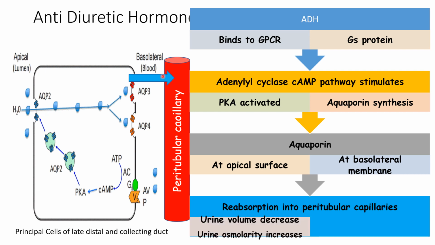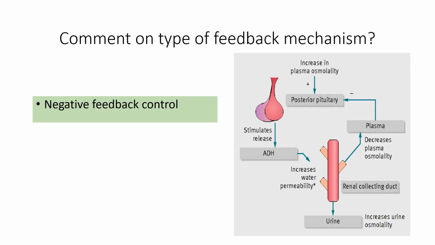So urine volume will start to decrease, so urine osmolarity will increase. Why? Because if volume is more, osmolarity will naturally be less. And what will happen to the plasma osmolarity? The volume is increased, so plasma osmolarity will decrease. So no more stimulation for the ADH. So after some time, ADH secretion and this whole process of action will stop once the plasma osmolarity has been normalized.